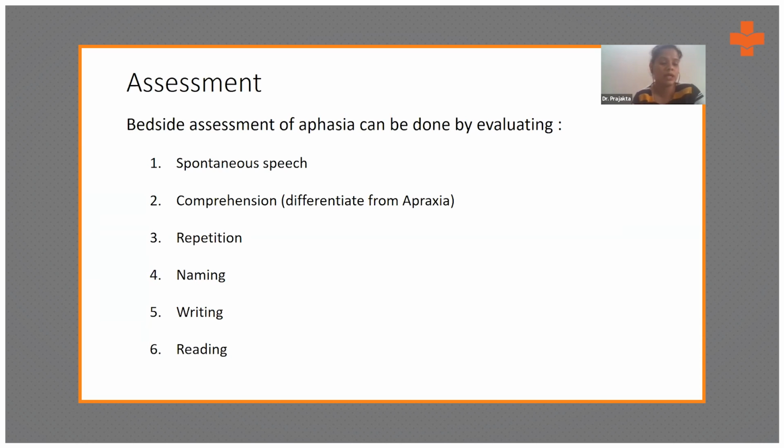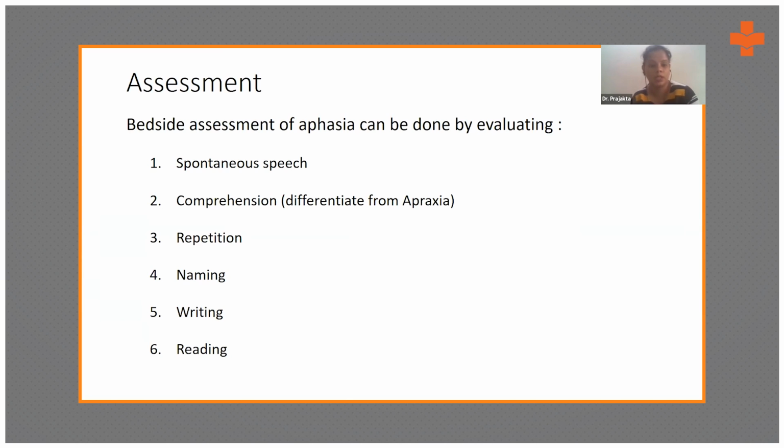So the common sounds that we use are like repeat pa, ta, ka, or we can also ask them to repeat phrases like no ifs and buts, something of that sort. Also, repetition could be impaired in some kinds of aphasia, like Broca's, and it won't be impaired in others. But still, there will be certain things that will be overlapping.